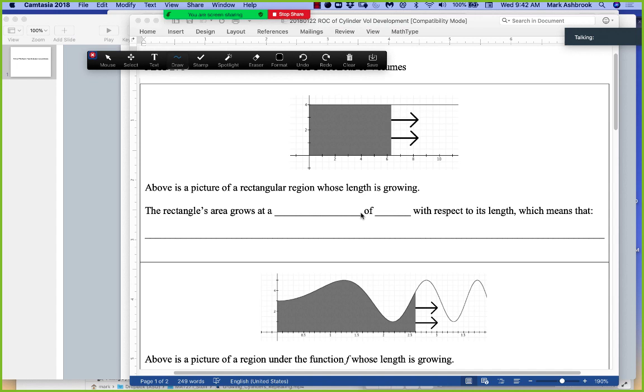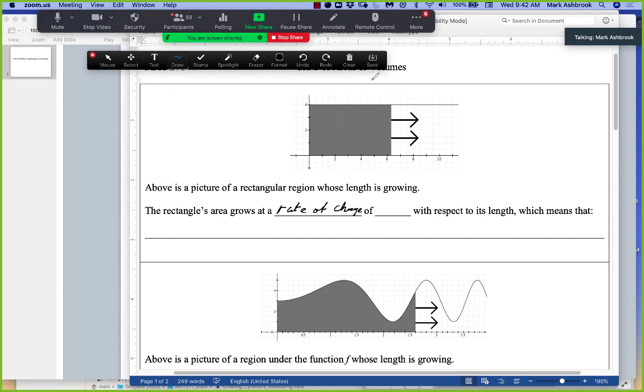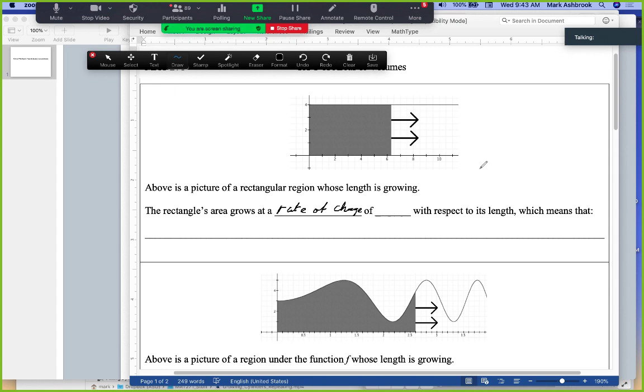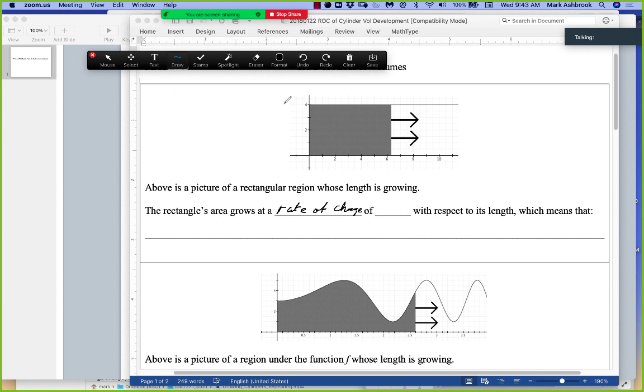What's the key concept here that this is talking about? At a rate. Right? Rate of change. And what is the rate of change for this growing area? A constant rate?